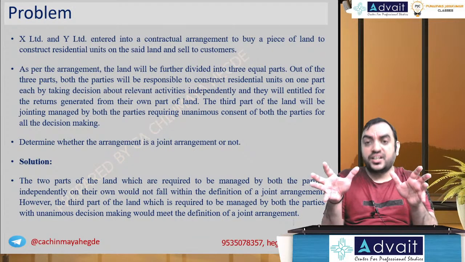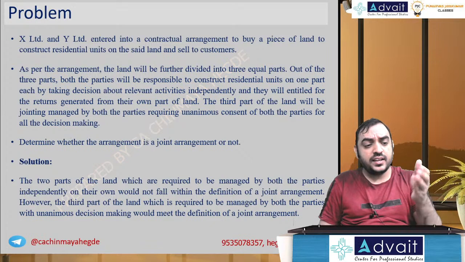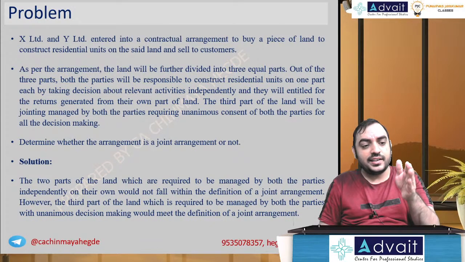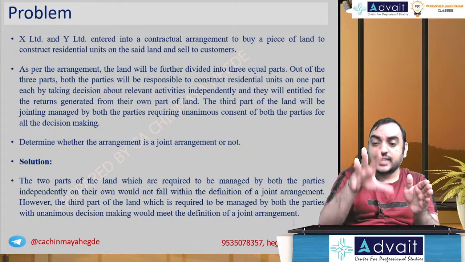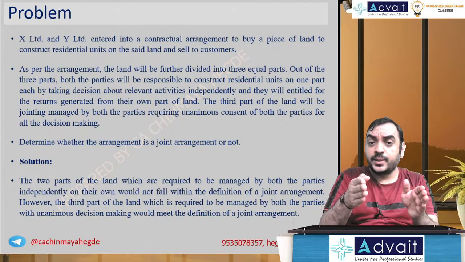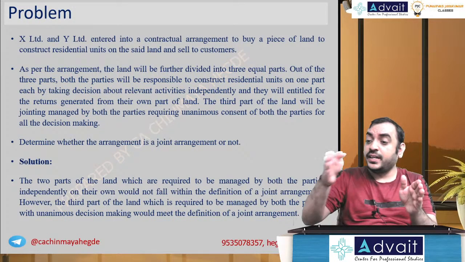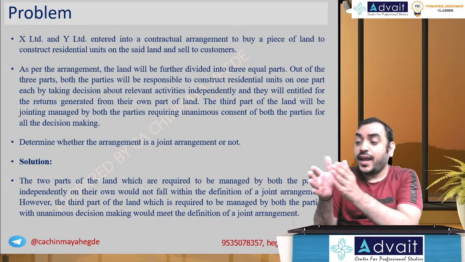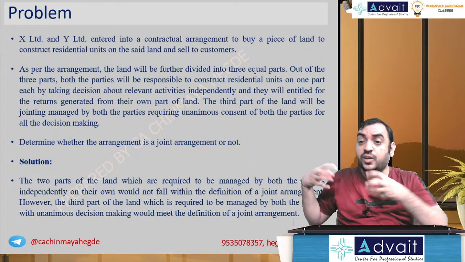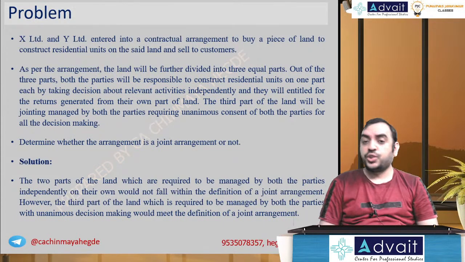We have 3 parts of the land. One part of the land, X Limited will sell independently and they are entitled for the return separately. Second part of the land, Y Limited will sell it independently and they are entitled for the returns for it. And there is a third part of the land which requires unanimous consent of both the parties.